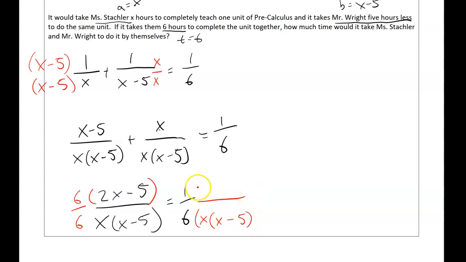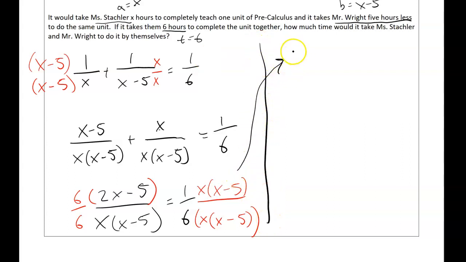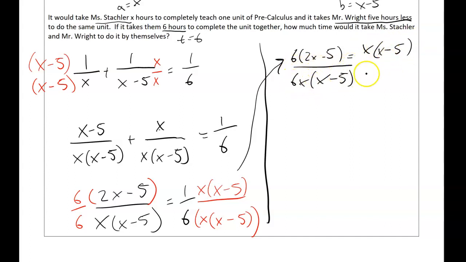denominator from the left-hand side, and again, I have to do the same thing on top. And that really is the same as cross-multiplying. I'm going to just rewrite the equation to start. So on top I get 6 times 2x minus 5 equals x times x minus 5. And both now are going to be over 6x times x minus 5.